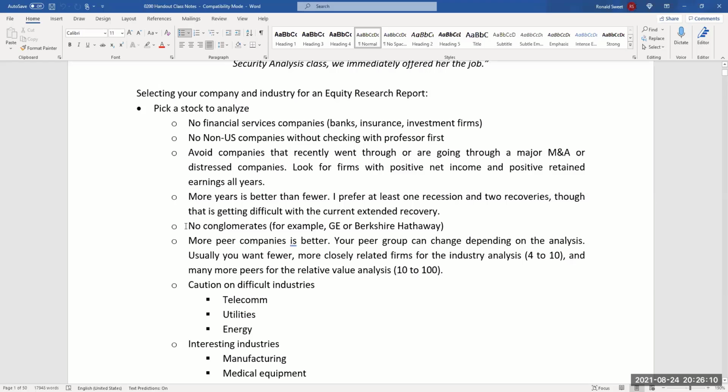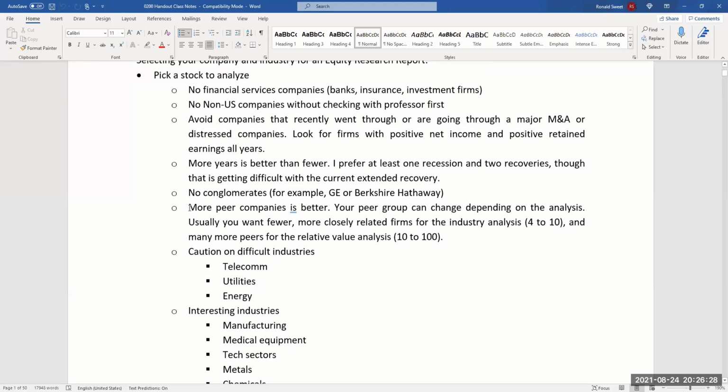No conglomerates. GE, Berkshire Hathaway, I would avoid them. Firms that are quasi conglomerates, like a Disney, like an Amazon, like a Microsoft, you can do them, but just be aware, you're talking 3 or 4 industries in one company. And boy, it can be tough. More peers is better than others.